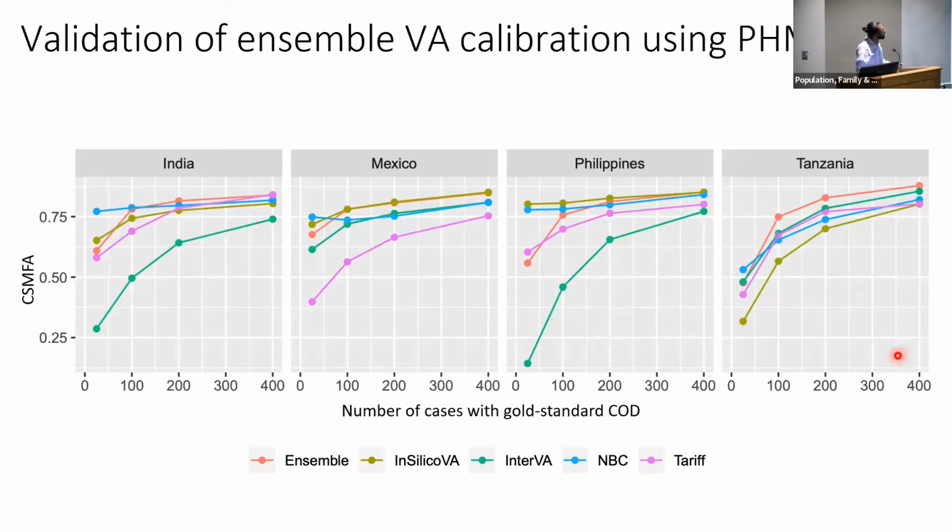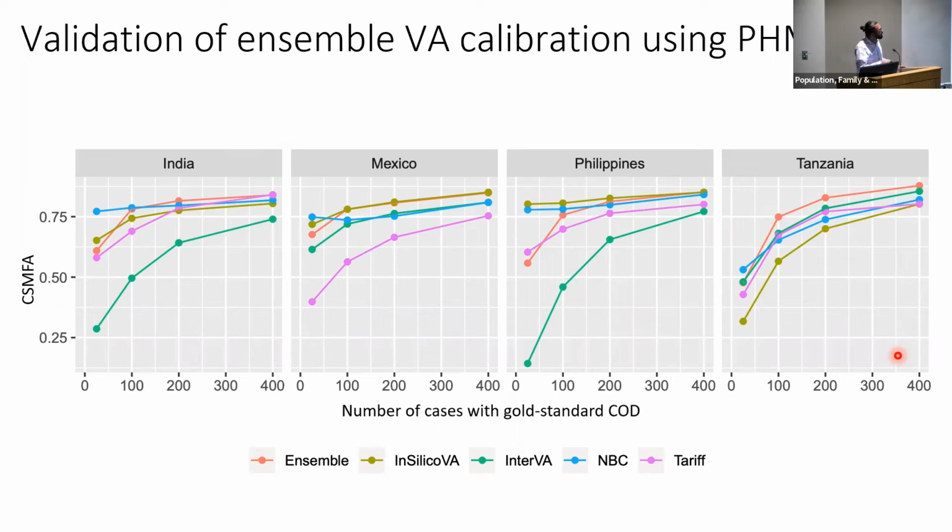So this is the validation of the ensemble calibration on the PHMRC data. There were 4 individual algorithms: InSilicoVA, InterVA, naive Bayes classifier, and Tariff, and then the ensemble that combined all 4. The ensemble is the orange or red line. As you can see, at moderate sample sizes, the red line is usually at the top. So it's either the best or at par with the best performing method. And we don't know which is the best performing method in our COMSA analysis.